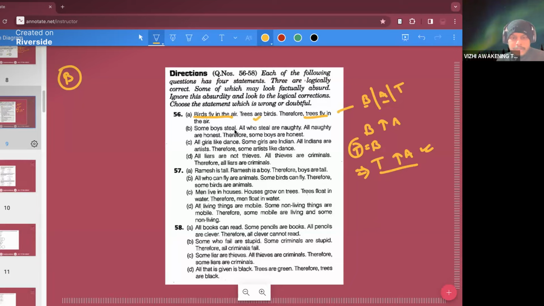Some boys steal. All who steal are naughty. Okay. So we have a few more elements over here. All who steal are naughty. So this is a subset. This is a set for stealing. This is the set of all who steal, and they are naughty. Okay. Did I draw it correctly, guys? All naughty are honest. We could either draw it something like this or something like this. And that will be this word naughty.